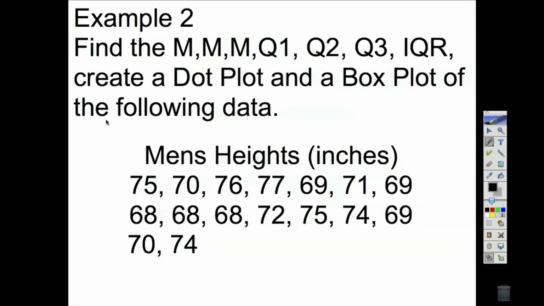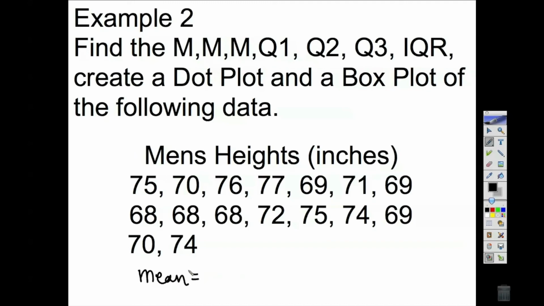All right, example two. Again, we're trying to find the mean, median, mode, first, second, and third quartile, and the interquartile range. We're also going to create a dot plot and a box plot for this data. This data measures the height of men in inches. So the first thing we want to do is find the mean. To find the mean, we're going to add all these numbers up.